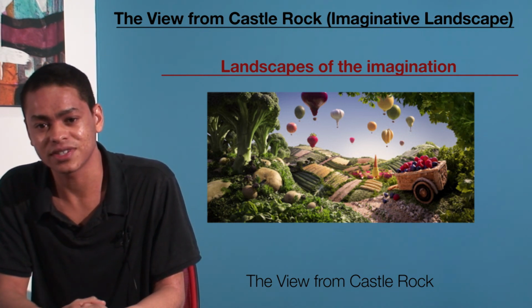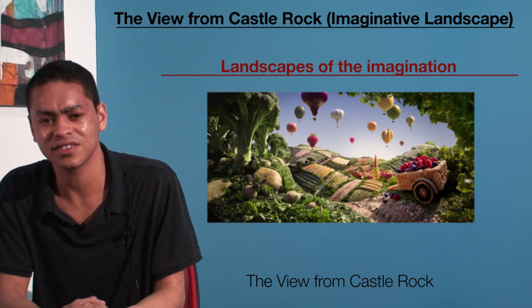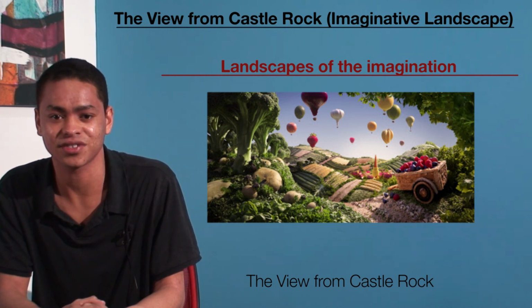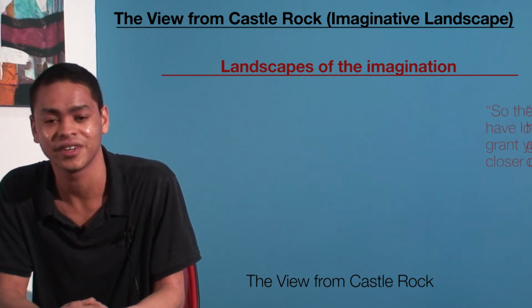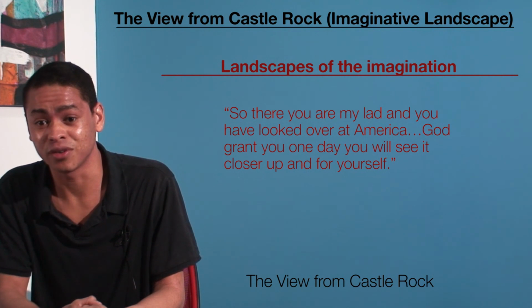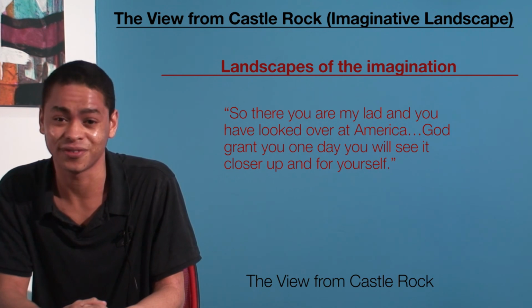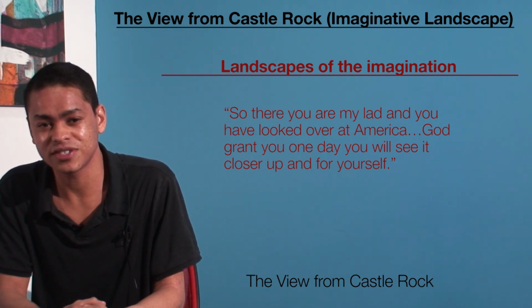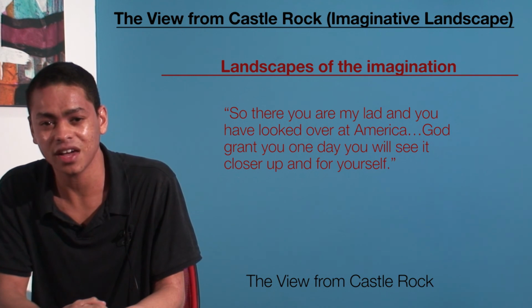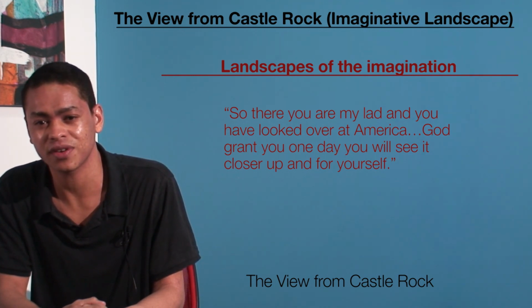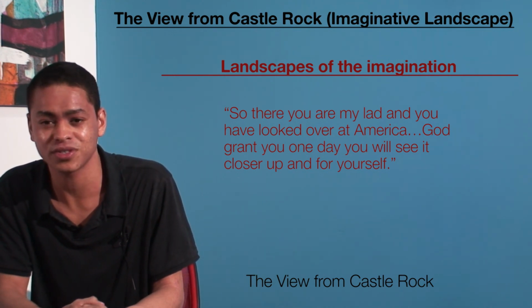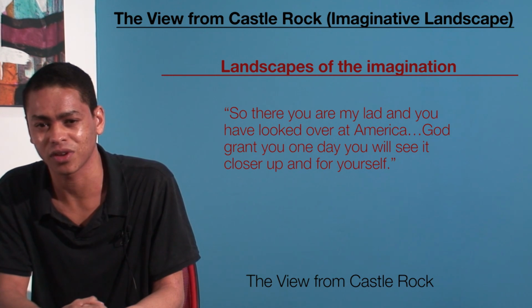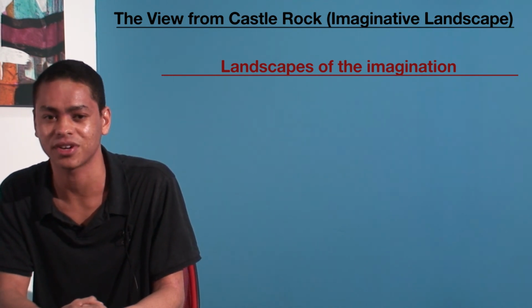The significance of his imagined idea of place is exemplified in his comment to his son after they ascend Castle Rock to gaze at what old James has identified as America, really another place altogether. So there you are, my lad, and you have looked over at America. God grant you one day you will see it closer up and for yourself. James's vision of success for his family is so tied up in escaping to America that his perception of the physical land is affected. He looks out from Castle Rock and identifies this land of opportunity in the distance, despite the fact that, logically, America cannot be seen from Ettrick.